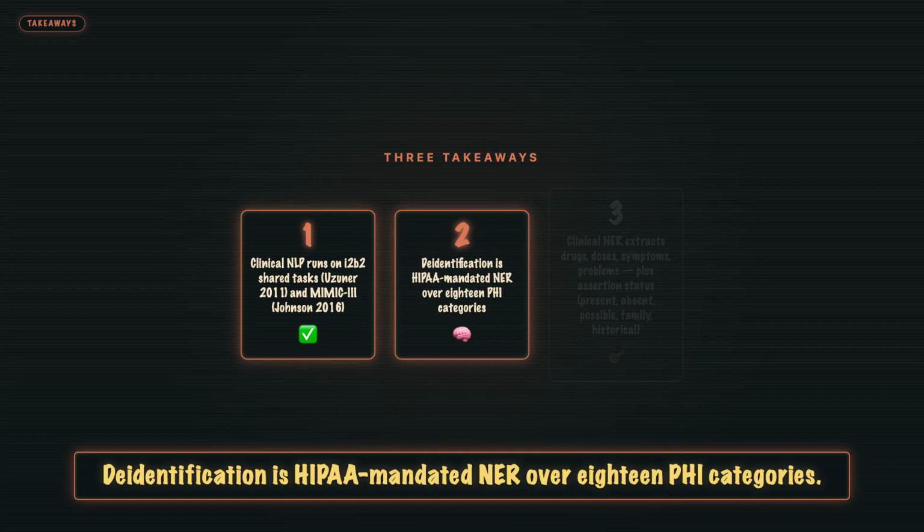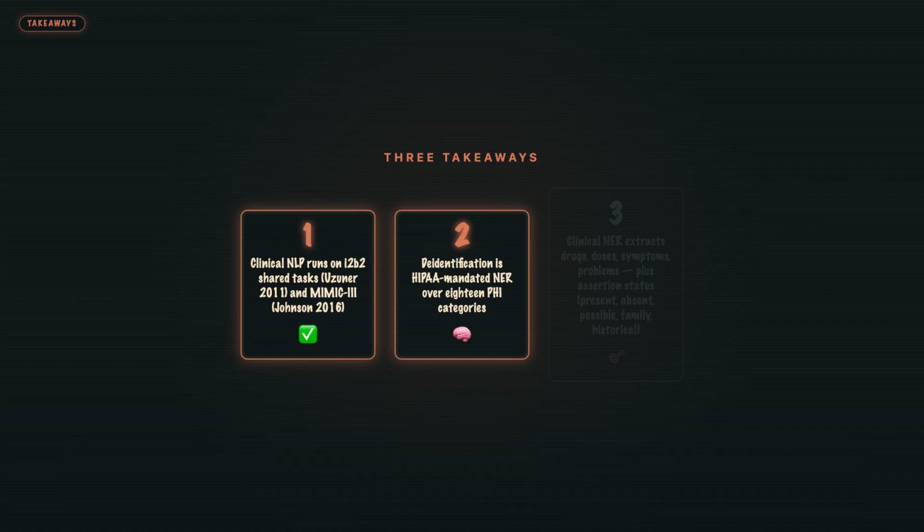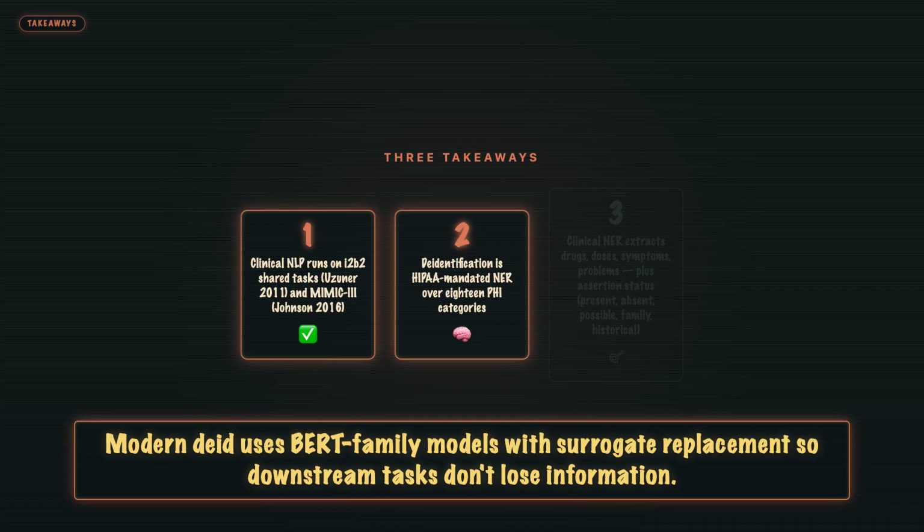Two. De-identification is HIPAA-mandated NER over 18 PHI categories. Recall matters more than precision. Modern DID uses BERT-family models with surrogate replacement, so downstream tasks don't lose information.